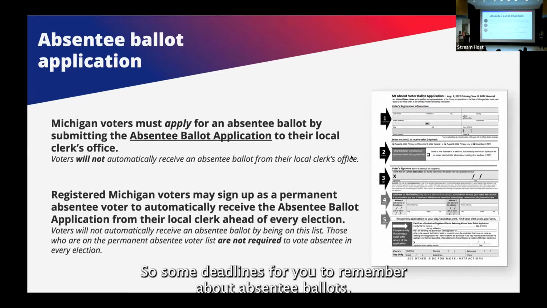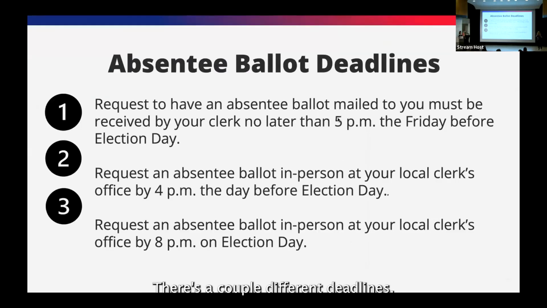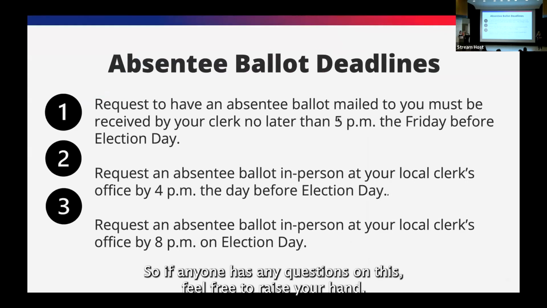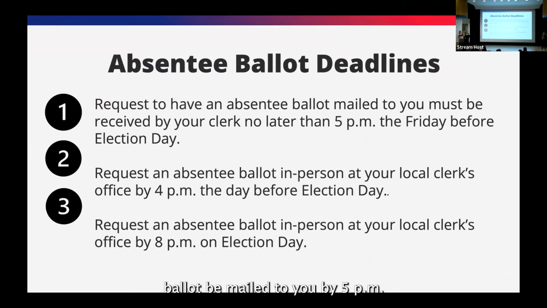So some deadlines for you to remember about absentee ballots. There's a couple different deadlines. Gets a little complicated. So if anyone has any questions on this, feel free to raise your hand. So the first thing to remember, you have to request an absentee ballot be mailed to you by 5 p.m. the Friday before Election Day. So that's for it to be mailed to you.